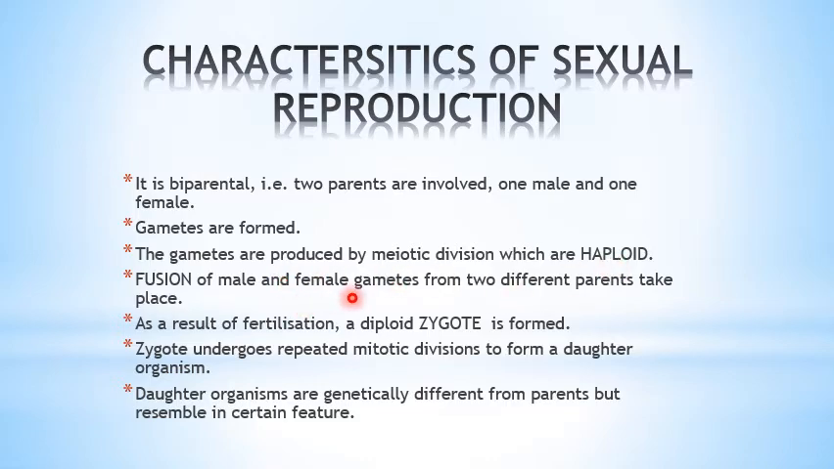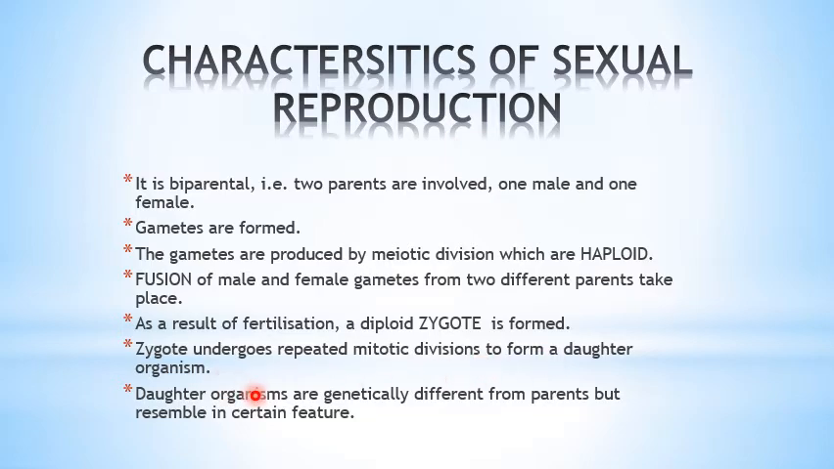Fusion of the male and the female gamete from two different parents takes place. As a result of the fusion, means the fertilization, a diploid zygote is formed. Again the 2n is there, the male and the female are 2n, gametes are n and n. n and n fuse to form the diploid zygote, means again the same number of chromosomes will be there as in the parent. The zygote undergoes repeated mitotic division, means the equational division, to form the daughter organism.